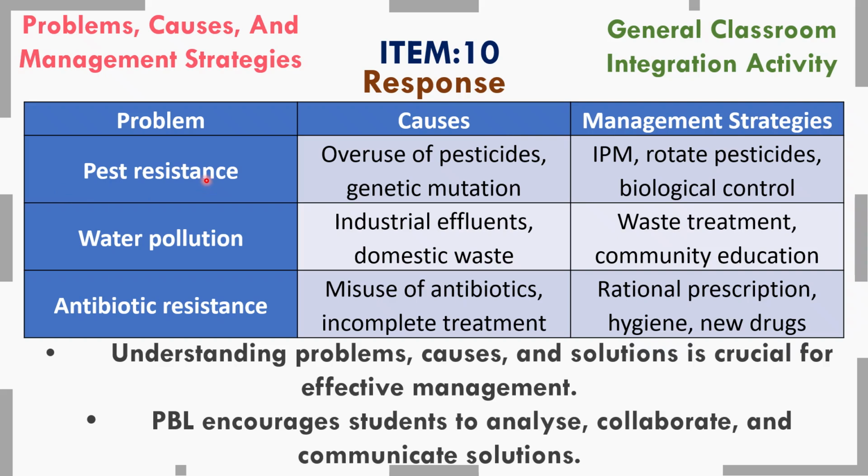Pest resistance. This is caused by overuse of pesticides and genetic mutation, and can be managed through IPM, rotating pesticides, and biological control. Another problem is water pollution due to industrial effluents and domestic waste. It can be managed by waste treatment and community education.